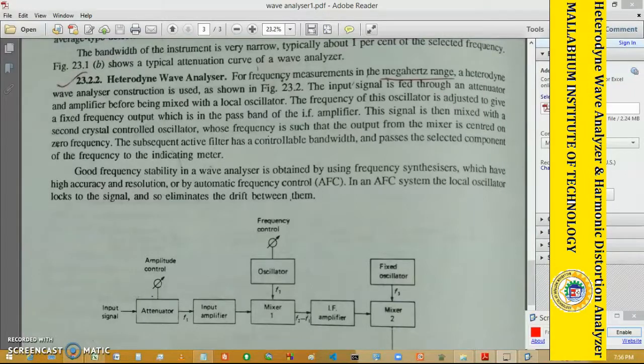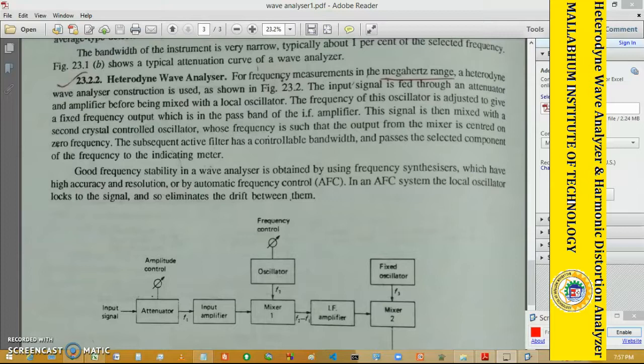Okay, now in this lecture we will continue the discussion of the previous lecture, that is the discussion on wave analyzer. In the case of the wave analyzer, we have seen that it is an extended classification of signal analyzer. There are different types of signal analyzer: the first one may be the spectrum analyzer, the second one may be the wave analyzer, and the third one may be the distortion analyzer. All three are important in their respective applications.